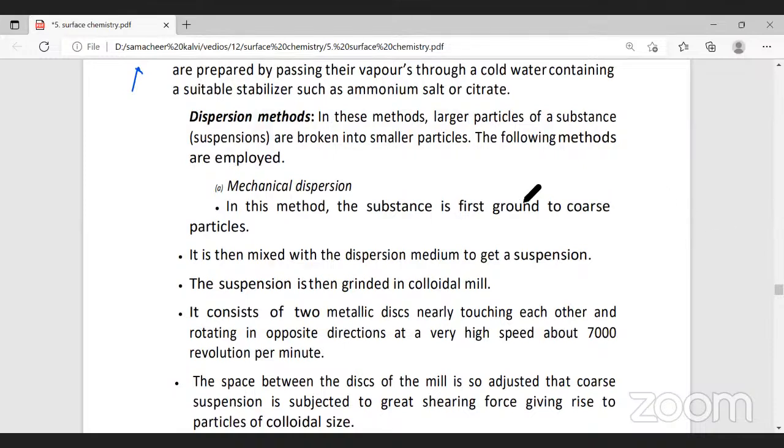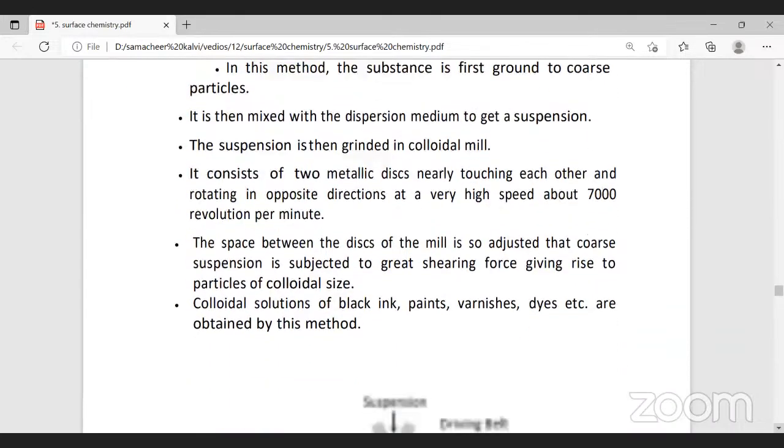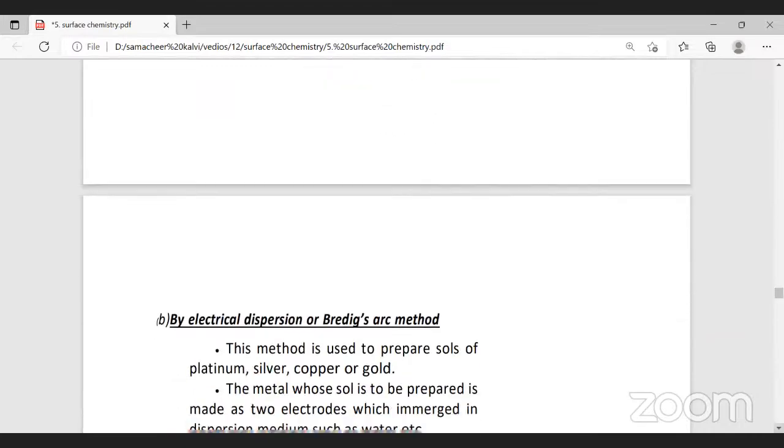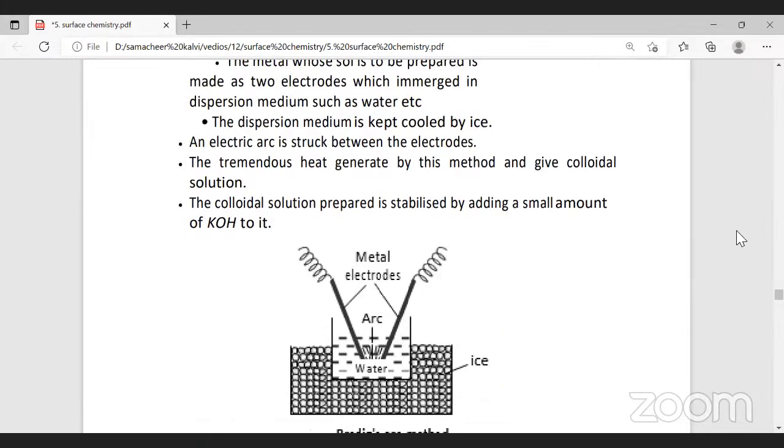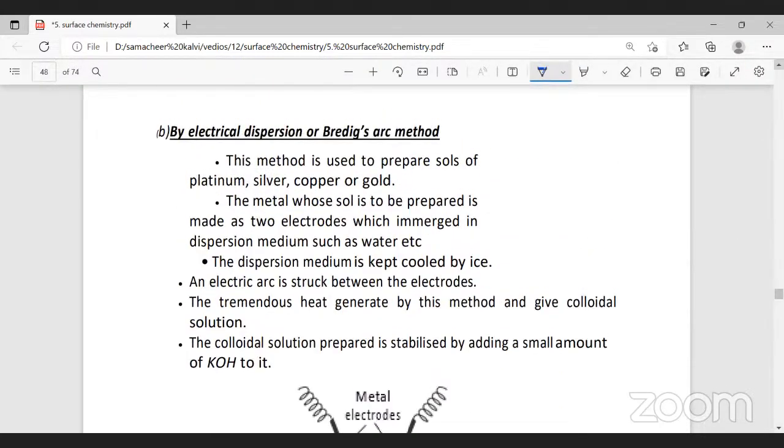In this method, large particles of the substance, suspensions, are broken into small particles, and the following methods are employed. One is mechanical dispersion, which we do not have in the syllabus, so I will not teach it. The second one is the electrical method, Bredig's arc method. Very important question: preparation of gold sol by Bredig's electric arc method.